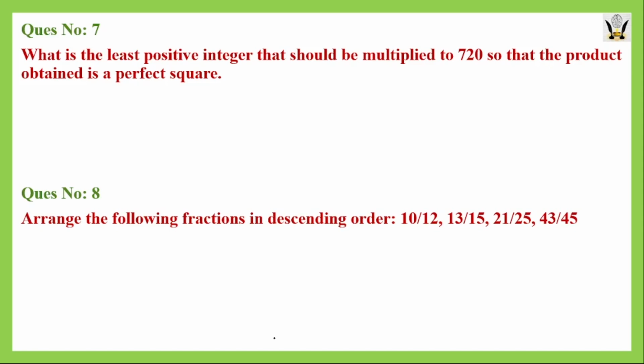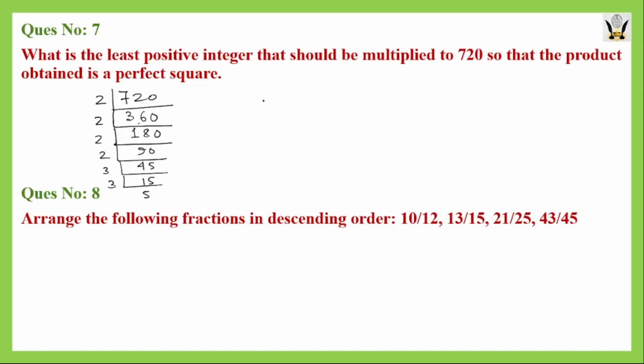We have to multiply by some other value or some other factor so that the number after multiplication will be a perfect square. So in this type of question, what we have to do is first check what the factors of the given number are. So if we factorize, what factors does 720 have?